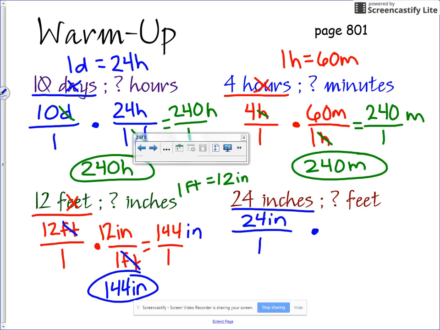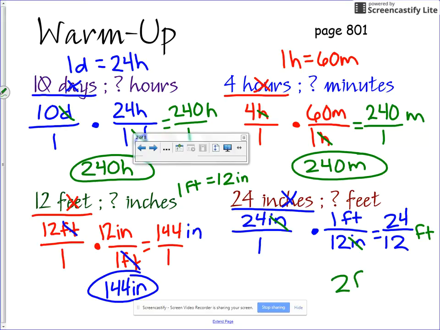Now when we multiply, we want inches to go away, so inches will be on the bottom with our 1 foot on top. We multiply and we get 24 over 12. When we did that, our inches cancel out and we're left with just the unit of feet. 24 divided by 12 is 2, so it's 2 feet. I know you can do these a lot without writing down all of this work, but we need to practice writing these converting factors for when we get to these more complex problems.